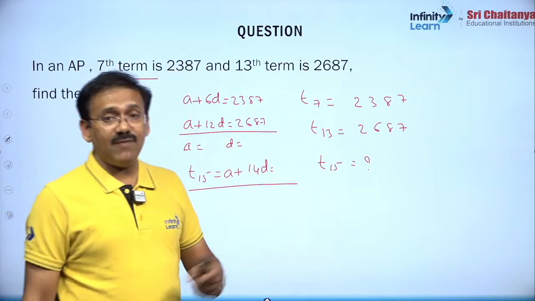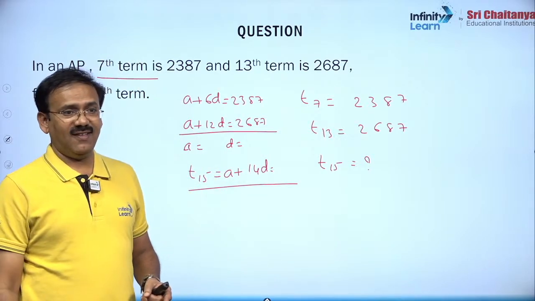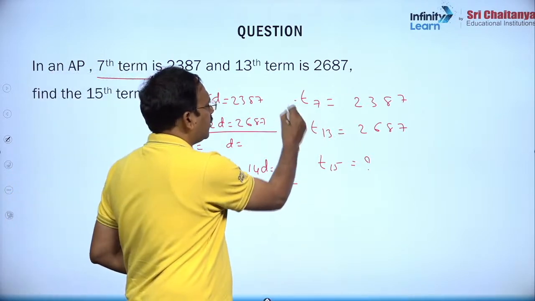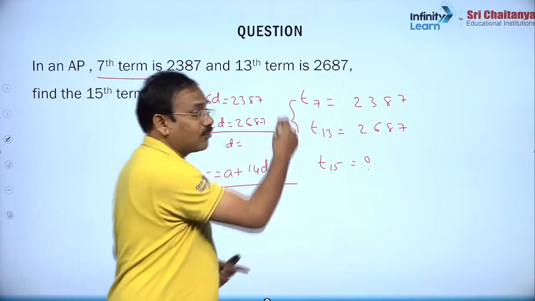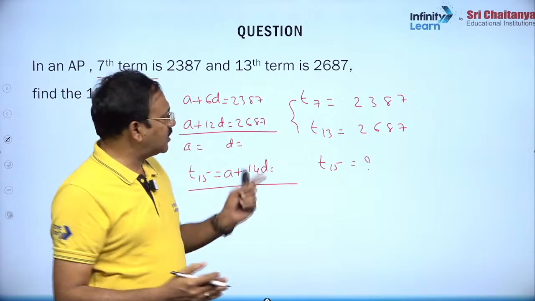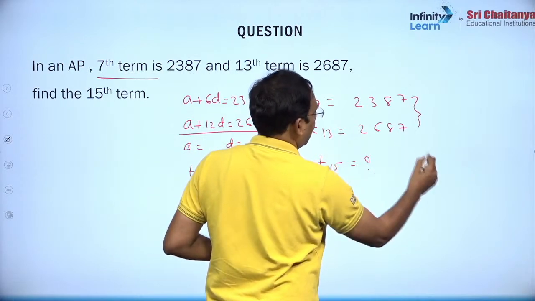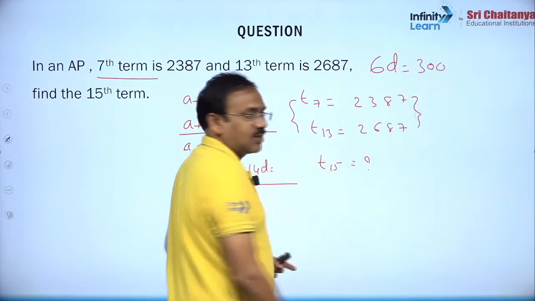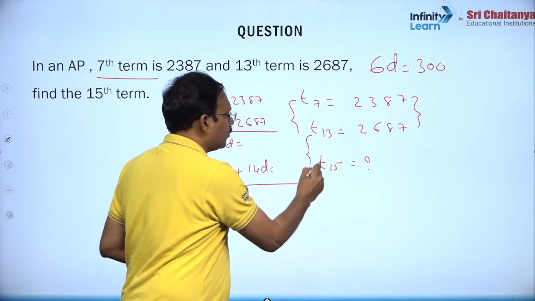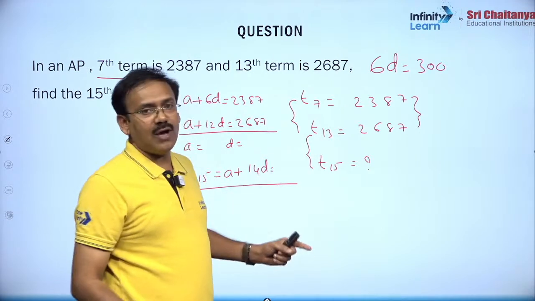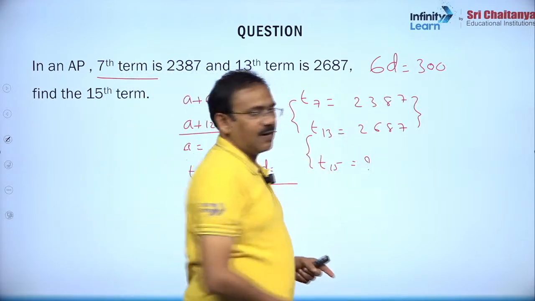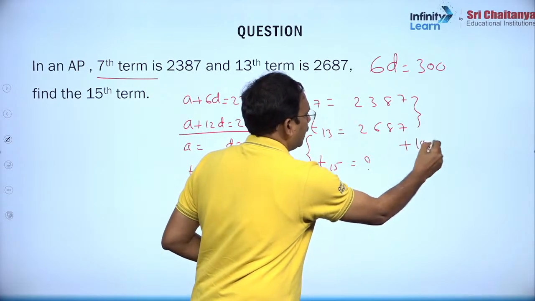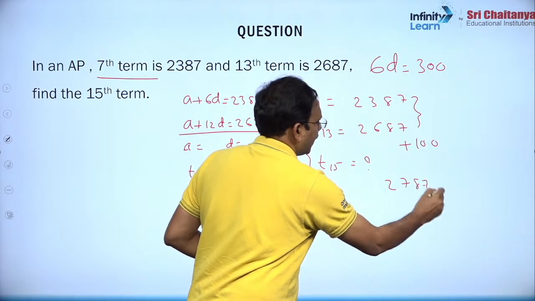But other than this, can we answer this in a different way? Yes, we can, my dear friends. You see, from T7 to T13, just imagine we have to add 6 Ds. He has added 300. So 6D is 300. This is the first observation. From T13 to T15 means 2D you have to add. If 6D is 300, then 2D is going to be 100. So just add 100 here, you will get 2787 is the answer.